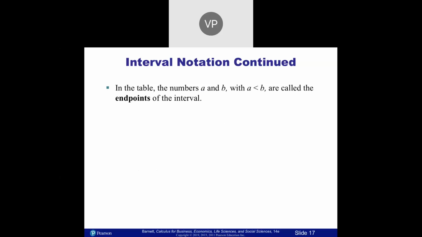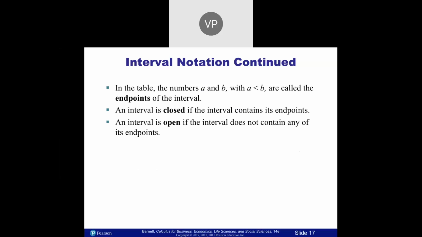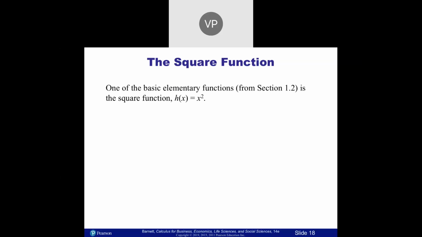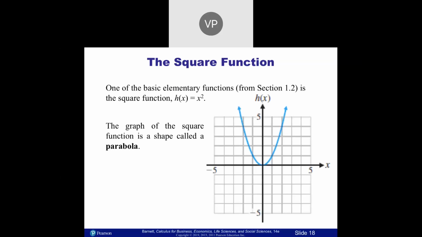In the table, if the numbers A and B, if A is less than B, they're the endpoints of the interval. Closed is when it contains them, open is when it does not contain them at all. Now, like I said, I'm going to swing through a lot of these slides a little faster because we've dealt with them, but we have the square function, just a reminder.